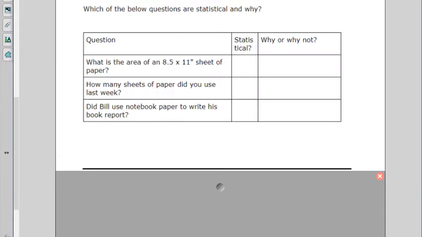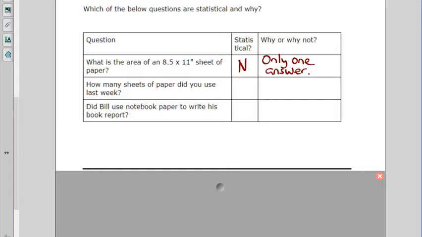All right, so we have some situations here, and we want to know which are statistical and why. So the first one, what is the area of an 8.5 by 11 sheet of paper? Is it statistical? No, it's not statistical because there's only one area possible. You multiply length times width and you get an area, and it's going to be one thing.